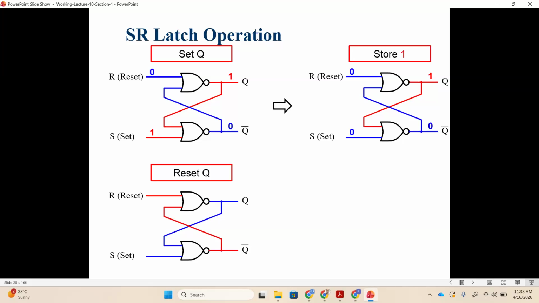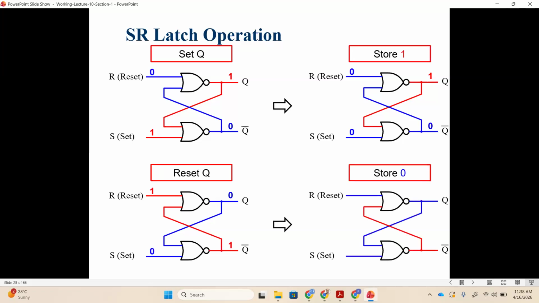And then we are resetting Q. If you are resetting Q, what will be the value of R? Can you tell me? Anyone may answer. And S? What is your good name? Sidra. It means that R will be 1 and S will be 0. And now let's assume R and S become 0 and 0. So what will be my output? My output will be 0, 1.